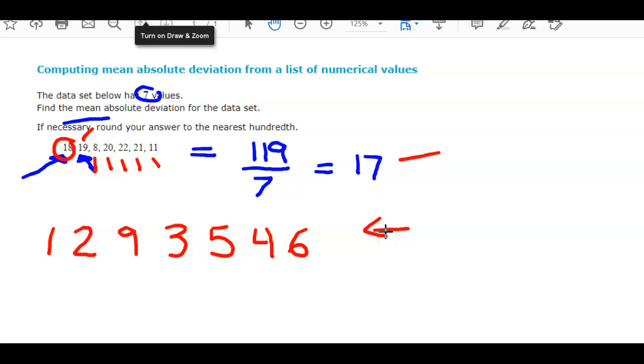Now what we need to do is add up all these numbers that are in red, and then again, divide by 7. So let's do that right now. We have 1 plus 2 plus 9 plus 3 plus 5 plus 4 plus 6, and that's going to give me a 30. And now there's 7 numbers up there, so we're going to do 30 divided by 7. And that's going to give me 4.2857.